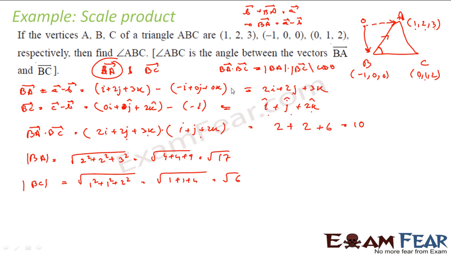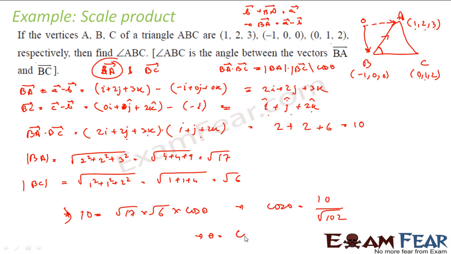Now let me apply this equation. BA dot BC is 10, which is equal to the magnitude of BA, that is root 17, times the magnitude of BC, that is root 6, into cos theta. With this I get cos theta as 10 by root 17 into 6, that is root 102, or I get theta as cos inverse of 10 by root 102, and that is my answer.